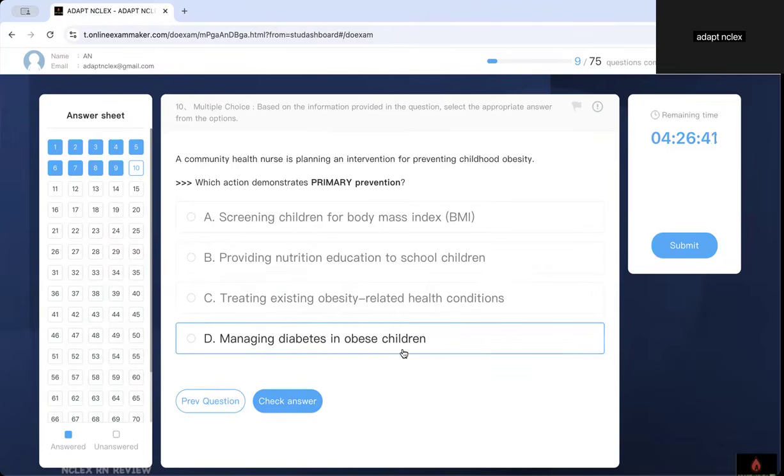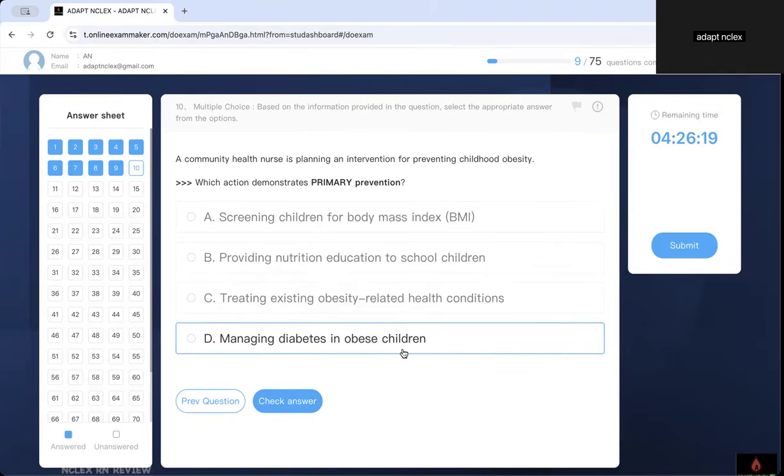It's things you do to prevent it, right? Like you go and get a vaccination. You don't want the disease to come. You do things to prevent the disease before it gets to you. Secondary is screening for it. Therefore, screening children for body mass index, I told you, screening, secondary, right?